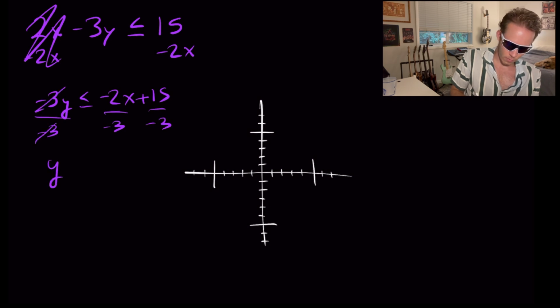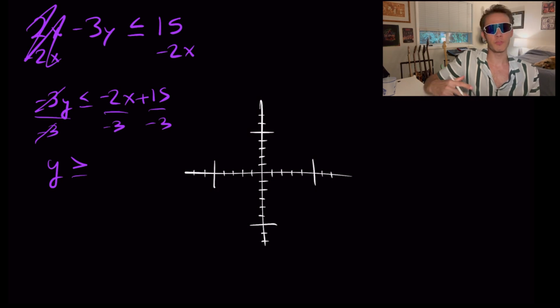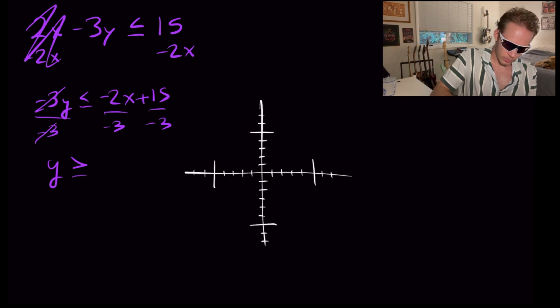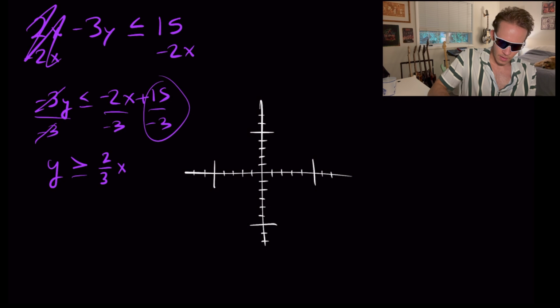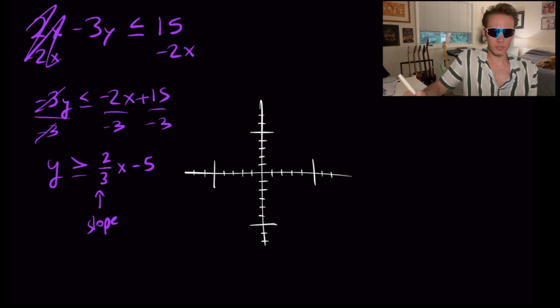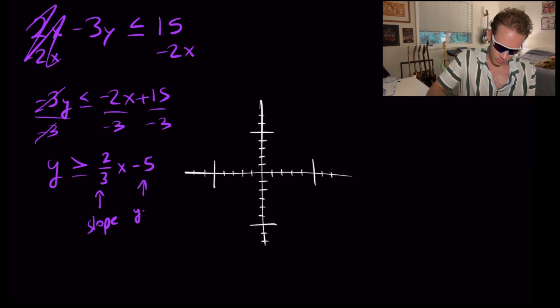Those will cancel out. We'll get y is greater than or equal to, because when you multiply or divide with negative numbers, when you're dealing with inequalities, the sign will flip. So don't forget that. Keep that in mind. So here we will have positive 2/3 x, right? These negatives here, those will cancel each other out. And then 15 divided by negative 3 is going to be minus 5. So here is our slope. Nice rise over run form, rise 2, run 3. And that is our y-intercept.